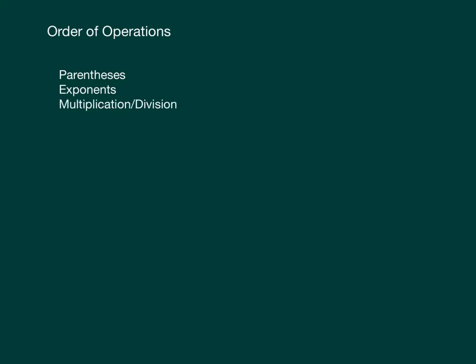Then we do all of the multiplication and division. Then we do the addition and subtraction last. When we're doing multiplication and division, we always go from left to right. Same with when we get to the addition and subtraction step. We work from left to right. And we'll do a couple examples so you can see exactly what we're talking about.